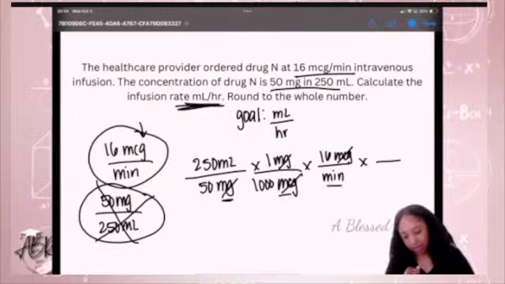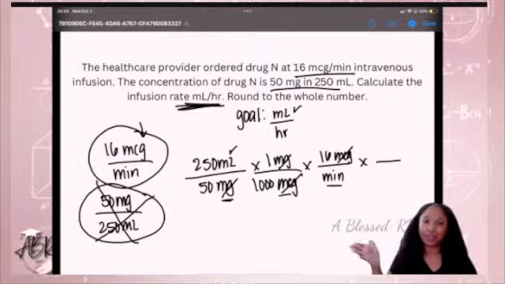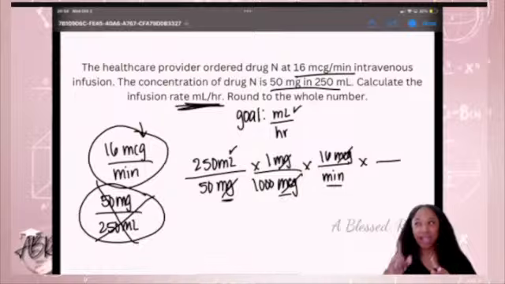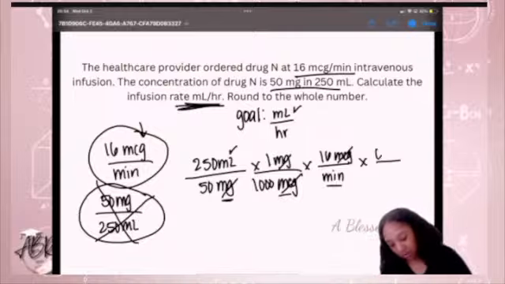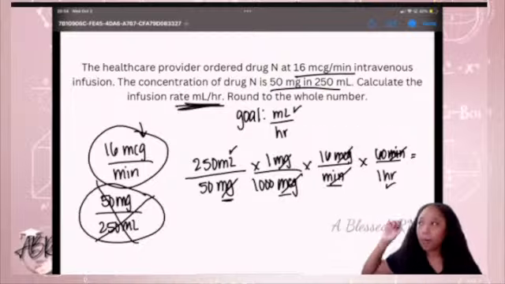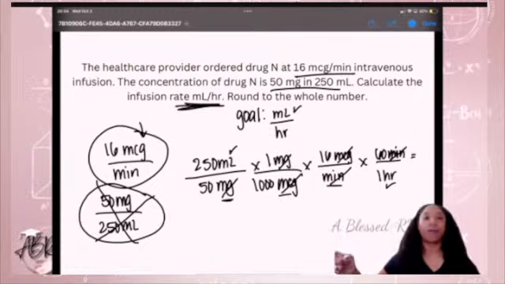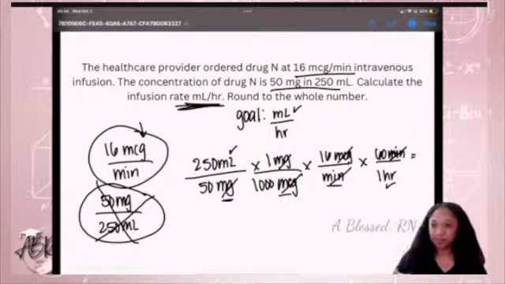So now look, we've got minutes at the bottom. So we already started with what we were looking for, which was milliliter. All right. So now we need hour. We have minute. I know that there is a conversion from minute to hour, right? So 60 minutes is 1 hour. Minute crosses out, and now everything is gone except for milliliter at the top and hour at the bottom. And now you can finally do some multiplication and division, okay?